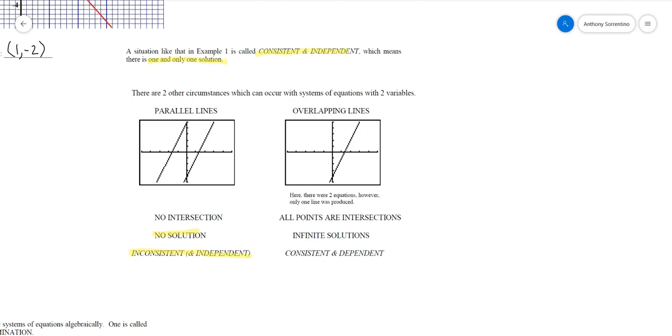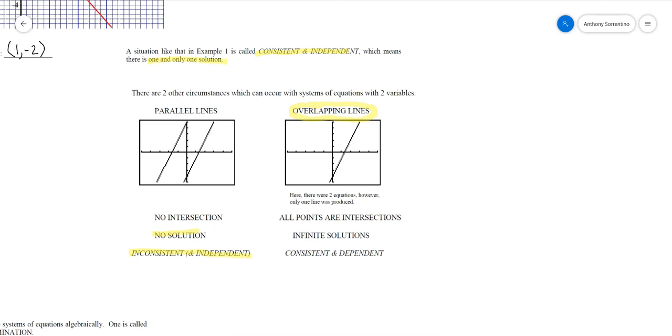I could also have two lines overlapping. Sometimes, if it's written in slope-intercept form, and if you simplified all of your fractions, it would be very noticeable because you would have the exact same equation. But if they're written in an expanded form like we saw in the example, you may not notice it right away. Something happens in the process of solving it algebraically. It's going to let you know that as you do it.